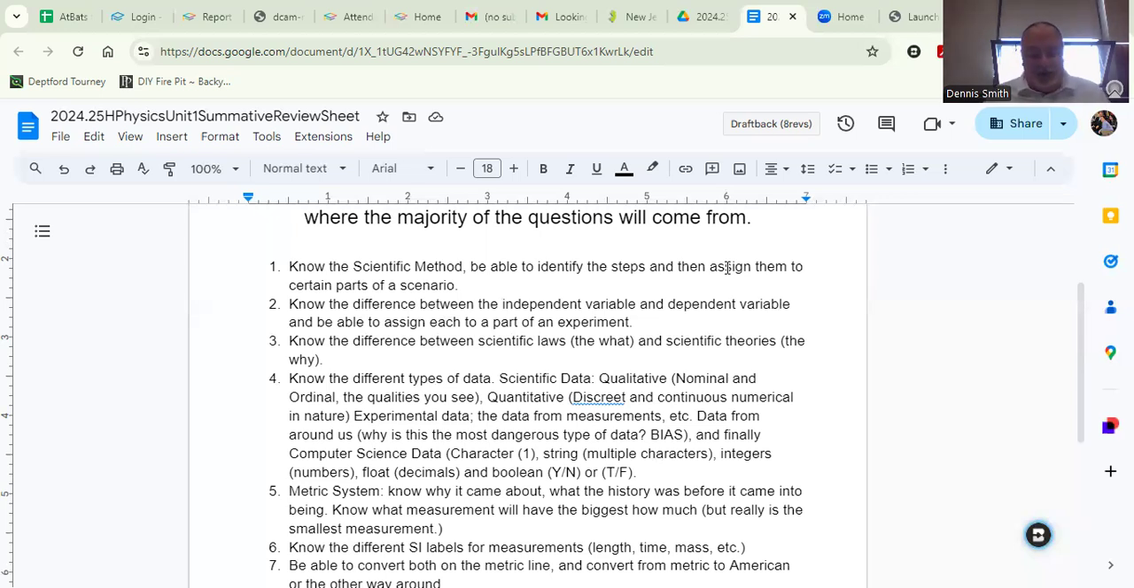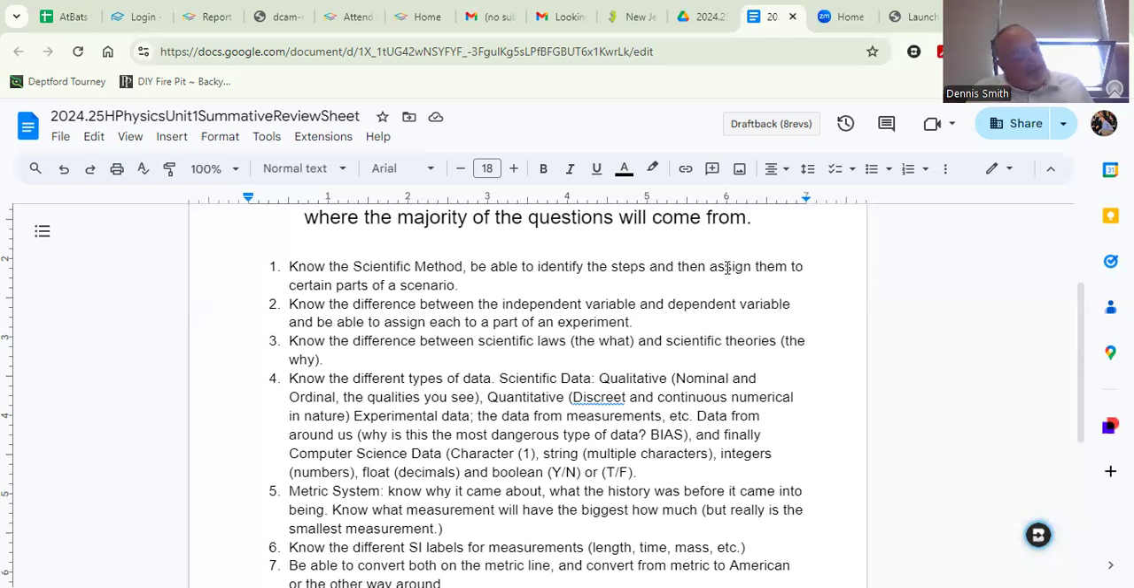Then there's a multiple choice section. Each question's worth 2 points. There's 22 of them. It covers the metrics, the SI, and the data types. Let's see, precision and accuracy, and a hypothesis, where you have to determine what would be the best piece of evidence that would support that hypothesis. Again, more data, and significant figures, one multiple choice question on that.